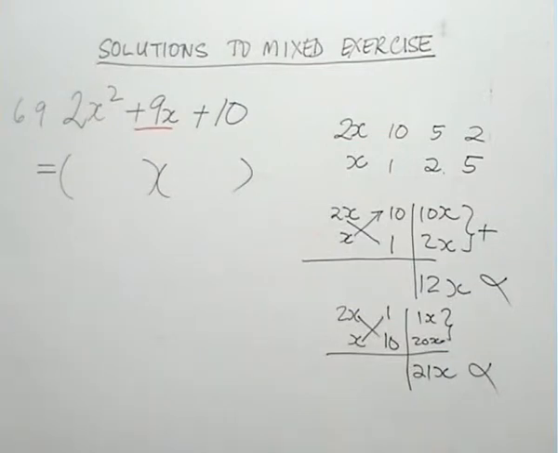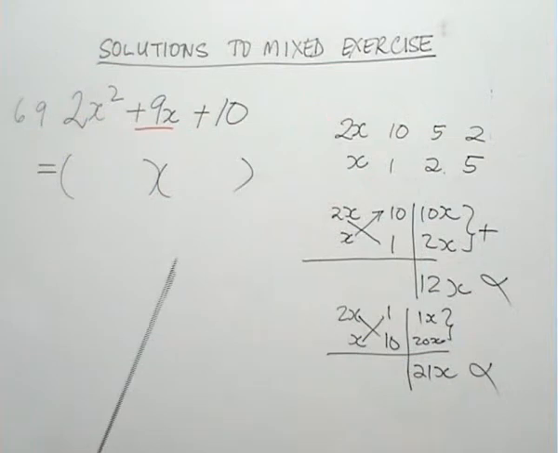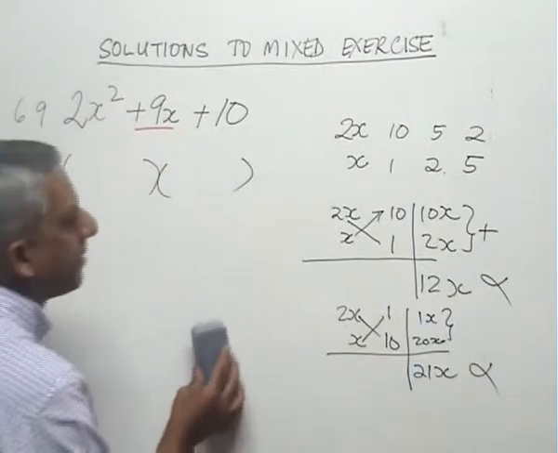So in trinomials, you will have to make choices, and it doesn't mean that your first choice will be right. Your first choice might be wrong, your second choice might be wrong, and only your third or fourth choice might be right. So now we have to make a new choice.